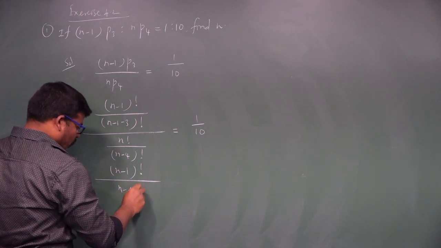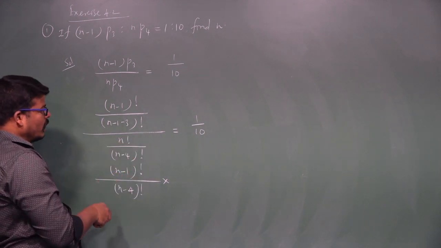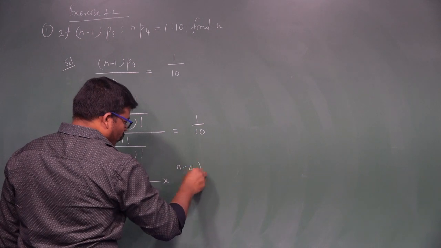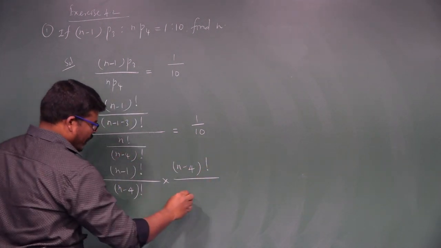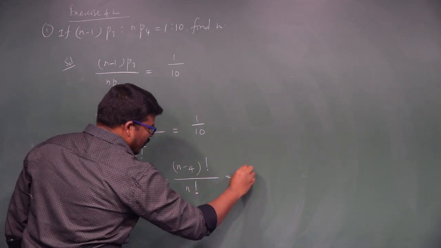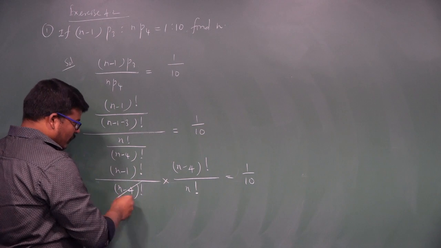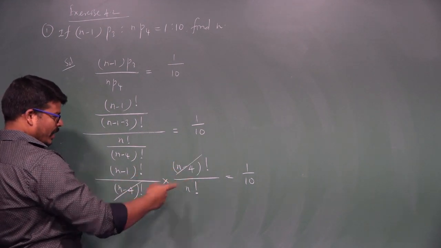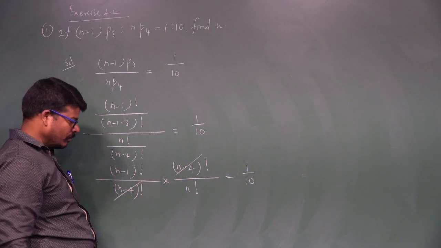(n minus 4) factorial into, now write the reciprocal. Divide by, divide is, now write the reciprocal. (n minus 4) factorial by (n minus 4) factorial by n factorial equal to 1 by 10. Now cancel the value (n minus 4) factorial, (n minus 4) factorial are cancelled. Remaining (n minus 1) factorial by n factorial.